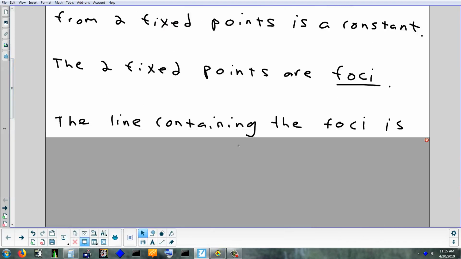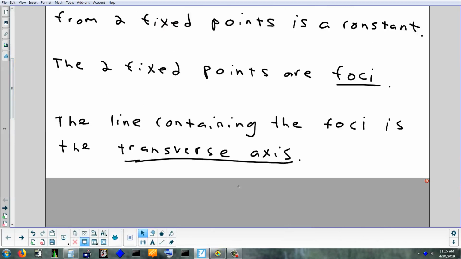Now, yesterday, the line that went through the foci, what did we name that in an ellipse? It goes through the foci and it goes through the vertices. The major axis? It was called the major axis. It's not called that today. Okay. It's the same idea, it just has a different name. It's called the transverse axis.